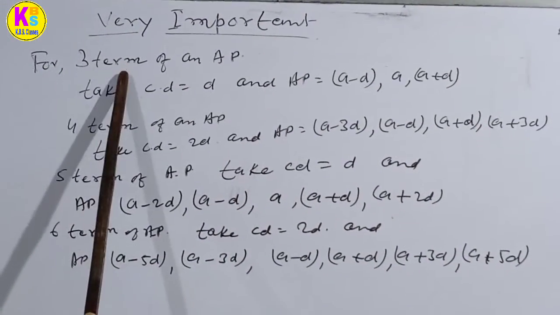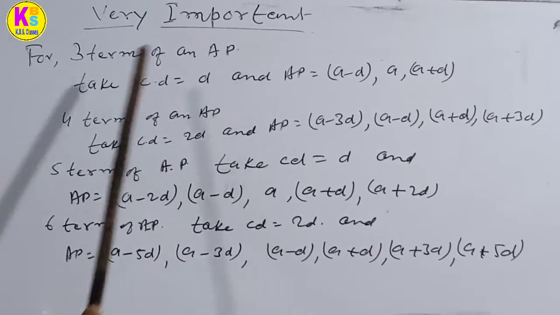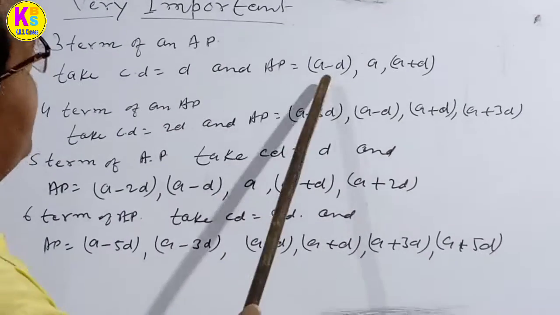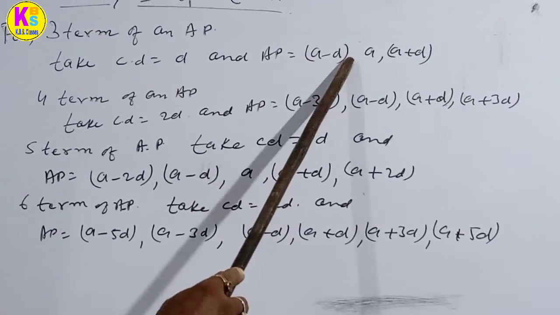For 3 terms of an AP given, take the common difference as d, and the AP should be taken as a minus d, a, and a plus d.